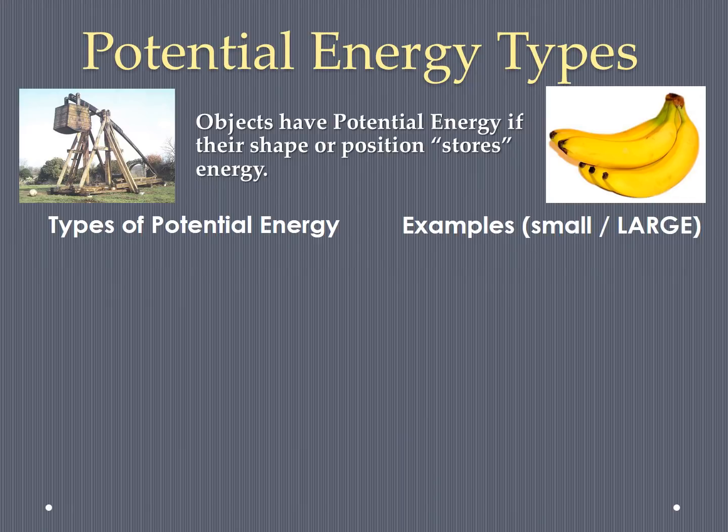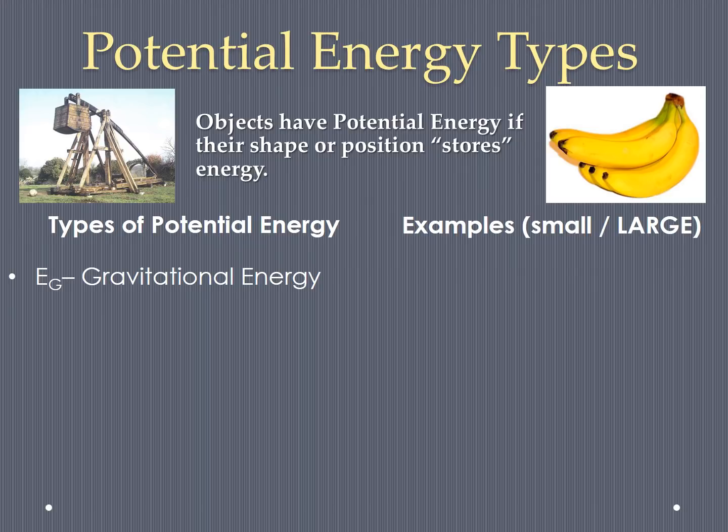All right, on to potential energy types. Remember that objects have potential energy if their shape or position that they're in can actually store energy. There are also different types of potential energy, just like there were for kinetic. And so our first one is gravitational energy.